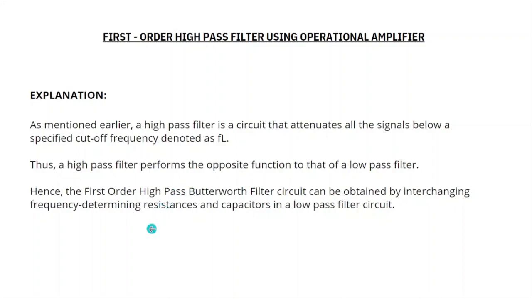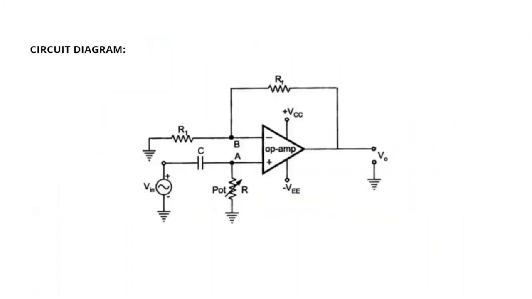Hence the first order high pass Butterworth filter circuit can be obtained by interchanging the frequency determining resistance and capacitor in the low pass filter. So the high pass filter and the low pass filter go hand in hand, and it will be easy for you if you know one of the circuits.